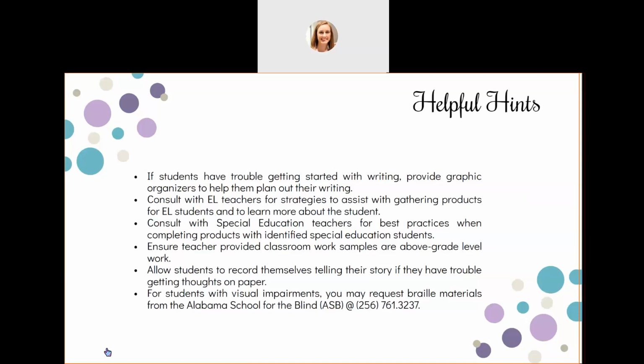And then for students that have visual impairments, you may request Braille materials from the Alabama School for the Blind. They have adapted the Building Thinking Skills Analogy lessons into Braille, and they can also give you additional ideas for completing products with students that might have a visual impairment.